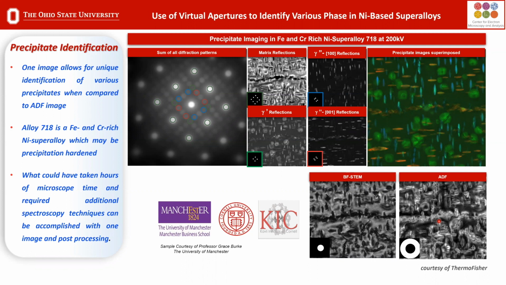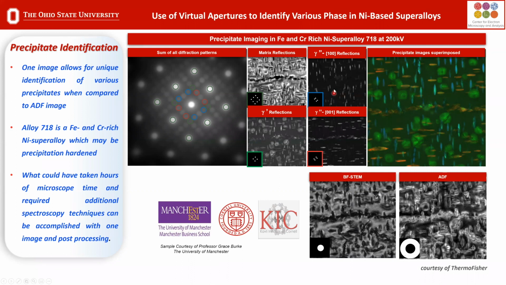So I don't have an absolute value or an EDS signal to tell me what the composition is, but I know that the brighter features in my ADF image are higher in Z. And so by knowing the compositions of gamma double prime relative to gamma, I can show, comparing the ADF images to these various reflection images, what is a given particular phase or particle.